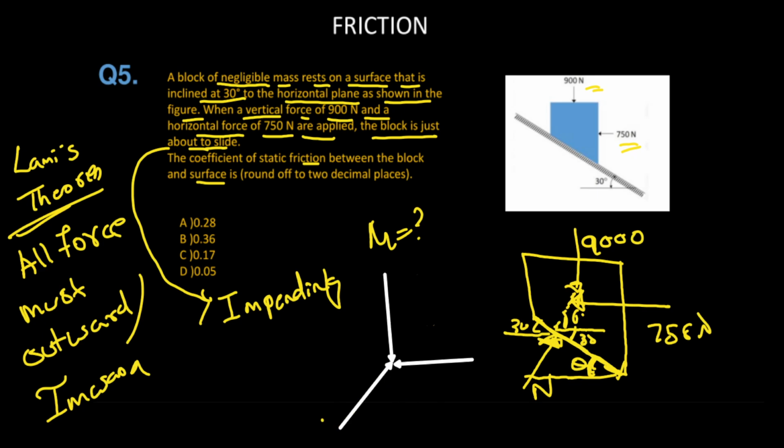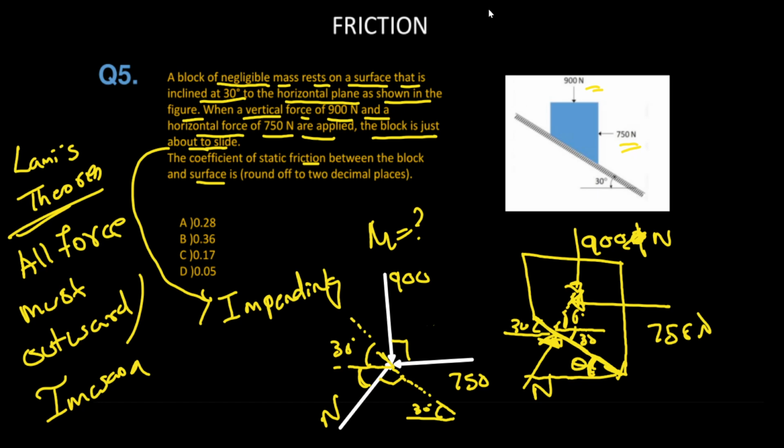See, these are the forces. This one is 750. Sorry, this one is 900, and this one is the N. Here the angle given is 30 degree, so this one will be 30 degree, this will be 60 degree, this one is 90 degree, and this one is 90 degree.